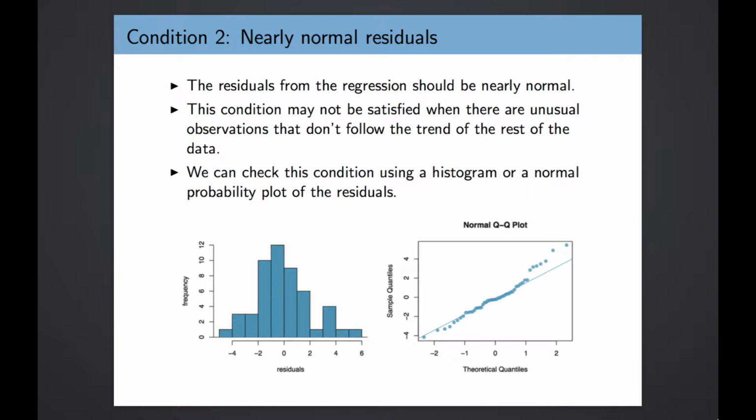So we can check this condition by plotting our residuals. The way that we do this is we estimate a regression, we save our residuals, and then we plot them. We can look at the histogram, and then we can look at this normal plot, this QQ plot of the residuals, and see if it looks nearly normal. So we're going to talk a little bit more about how to do this in the lab for this week, but this is what that condition looks like and how you would verify it.